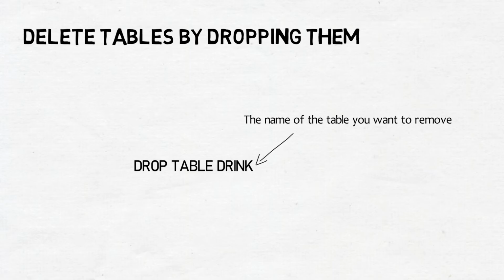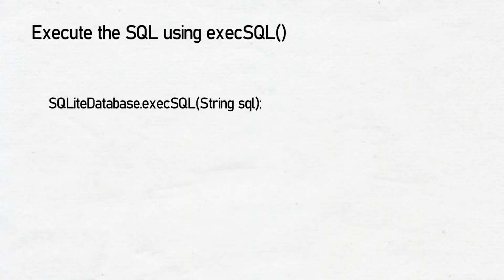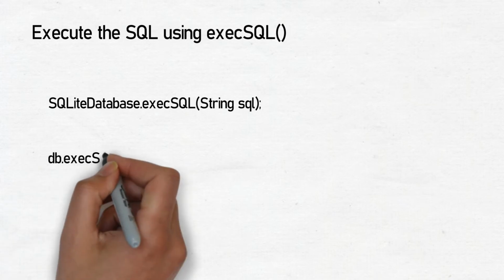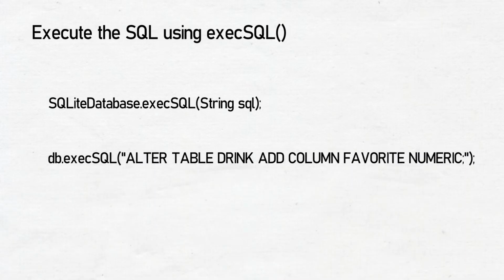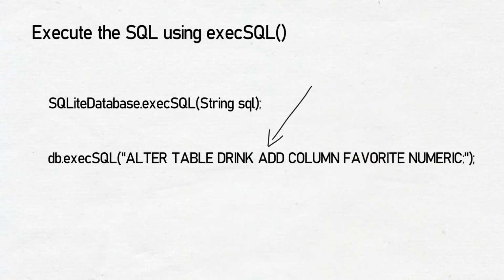Execute the SQL using exec_SQL. As you saw in some earlier videos, you can execute SQL commands using the SQLite database exec_SQL method. As an example, here's how you would execute SQL to add a new favorite column to the drink table. You can use the exec_SQL method anytime you need to execute SQL on the database.